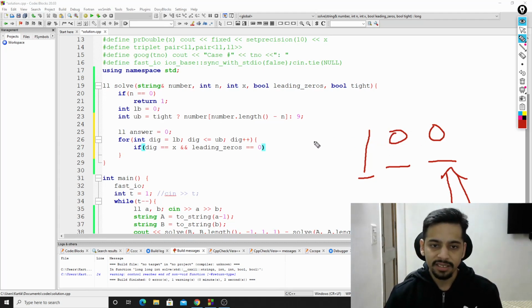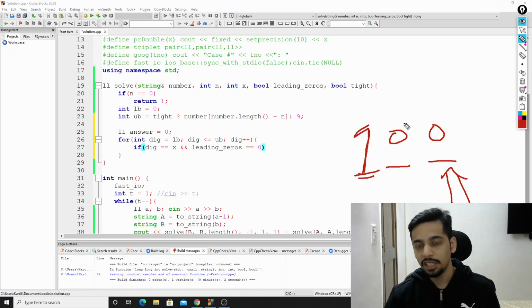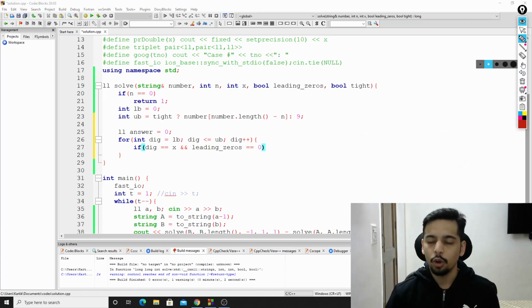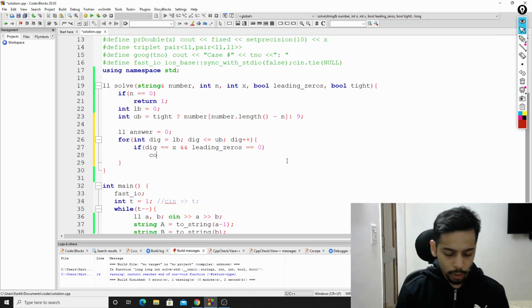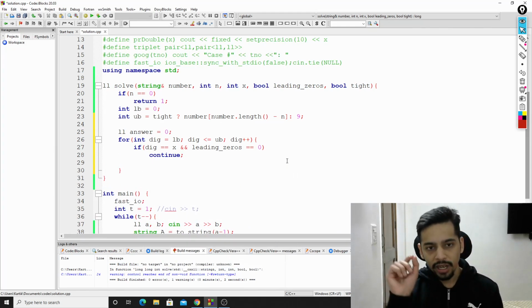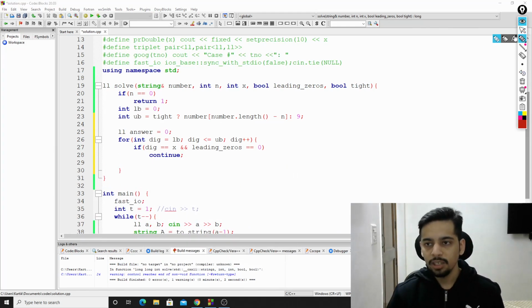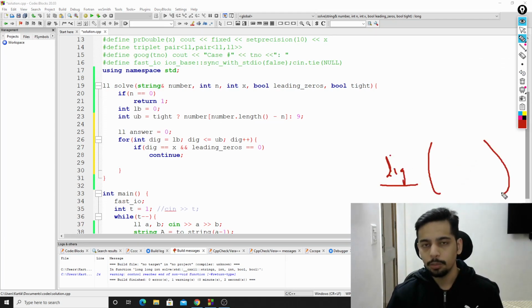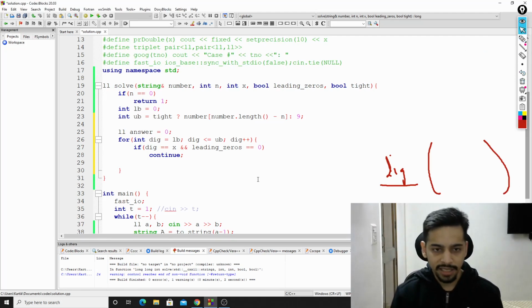Right? So if digit equals x, the previous digit, and leading zeros equals 0, these are not the leading zeros, these are zeros which will add value to my number, right? In this particular case, this is a violation, so I should avoid that. Just avoid that by typing a continue statement, ignore it. In the other cases, you put in a digit here, and then you see how many n minus 1 digit numbers can follow this, and add them to the answer. That's it.